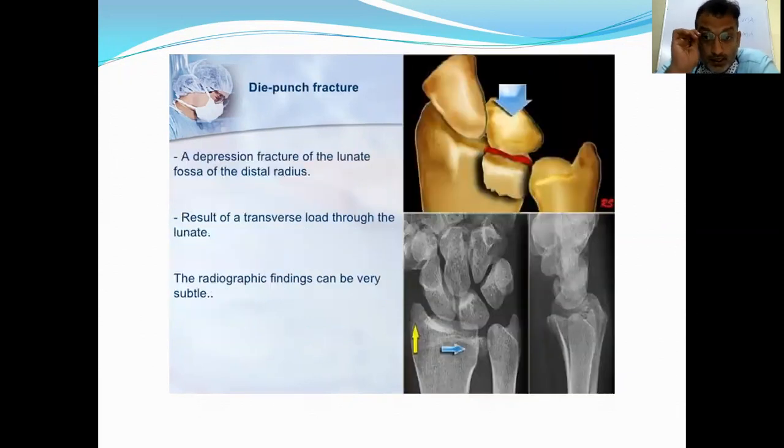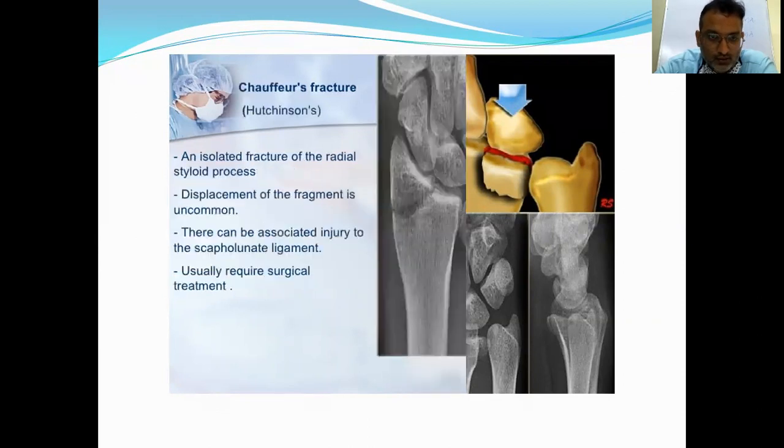What is a die punch fracture? The lunate compresses the distal radius due to a fall on a direct wrist injury. So it is a depression fracture of the lunate fossa of the distal radius. This is the result of a transverse load through the lunate. As you can see in the slide, this is called a die punch fracture, as the blue arrow describes. The lunate directly compresses on the distal radius articulation. You have to look carefully for die punch fracture in distal radius fractures.